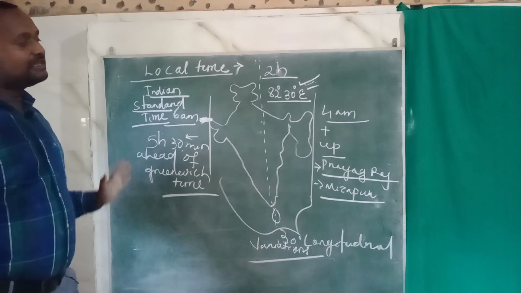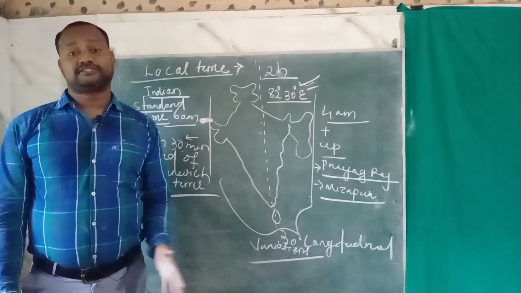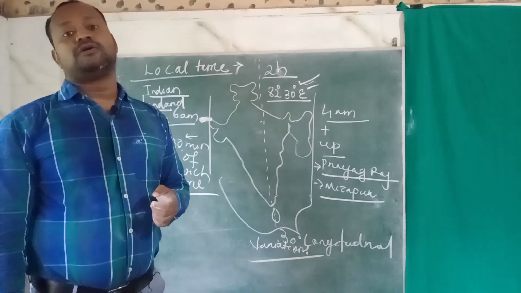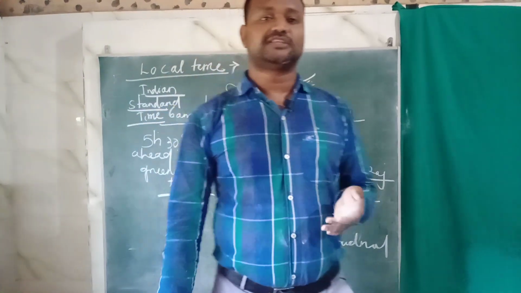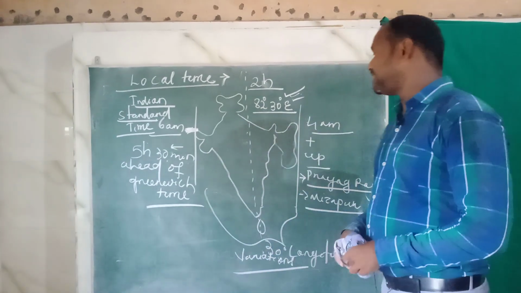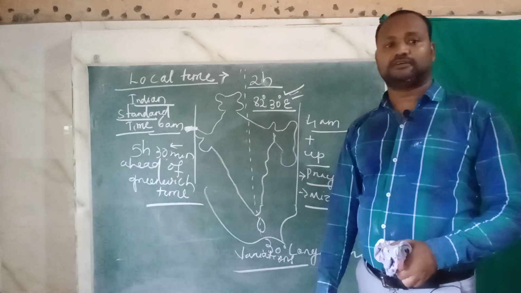Like that, every country has its own standard time, but there are some large countries like Russia. Russia has 9 standard times because it is a very large country. So in such a large country, we have different time zones.